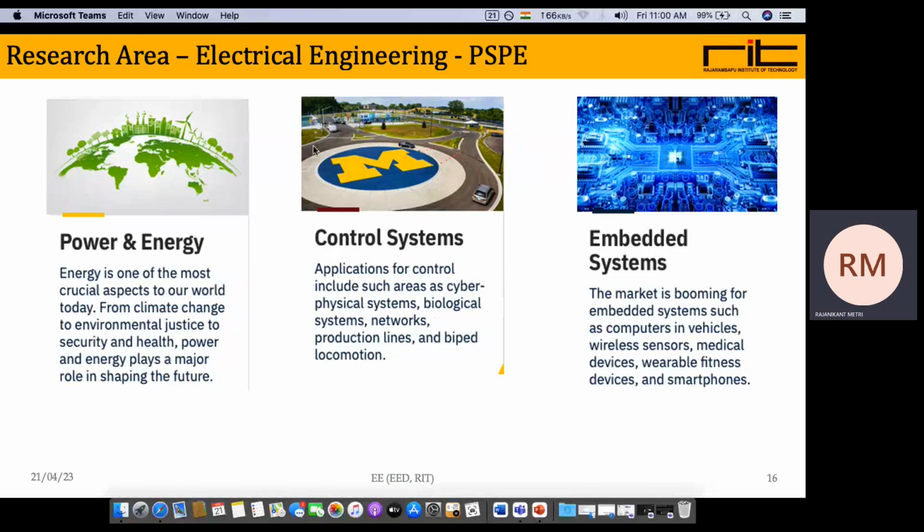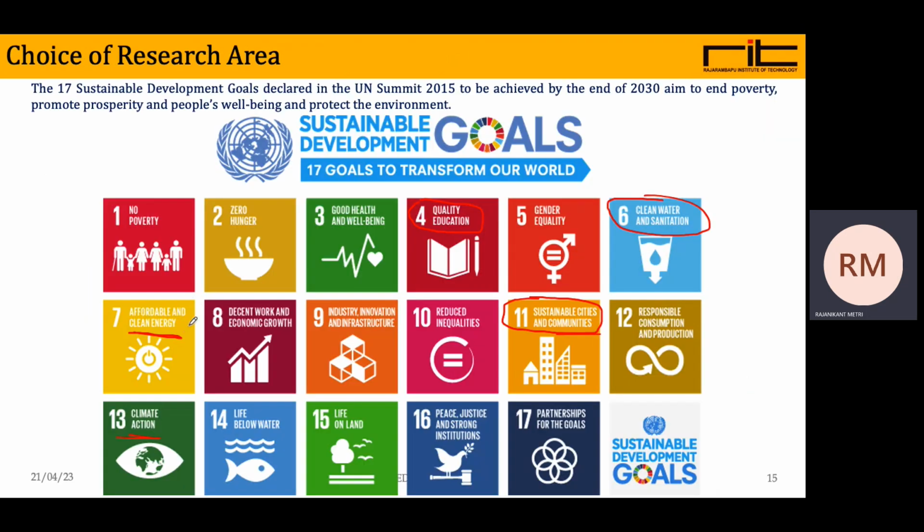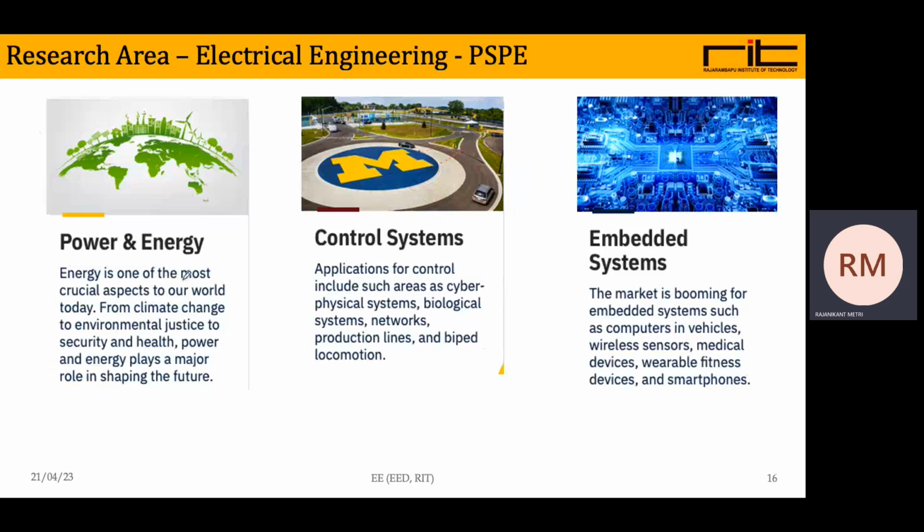Now coming to electrical engineering. So these are some broader research areas, like power and energy. Energy is one of the most crucial aspects, and we have just seen one of the SDGs related to this, that is affordable and clean energy. Power and energy is one of the most crucial aspects of our world, and from climate change to environmental justice to security and health, power and energy plays a major role. You can see any sector or any utility, everywhere power and energy are contributing as significant factors.